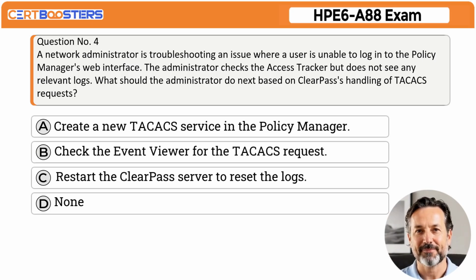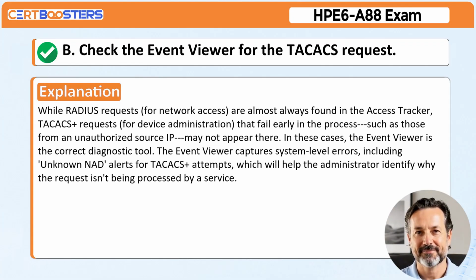Question number 4. A network administrator is troubleshooting an issue where a user is unable to log in to the Policy Manager's web interface. The administrator checks the Access Tracker but does not see any relevant logs. What should the administrator do next based on ClearPass's handling of TACACS requests? A. Create a new TACACS service in the Policy Manager. B. Check the Event Viewer for the TACACS request. C. Restart the ClearPass server to reset the logs. D. None. Correct answer. B.